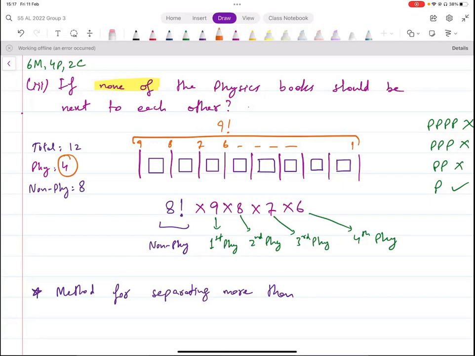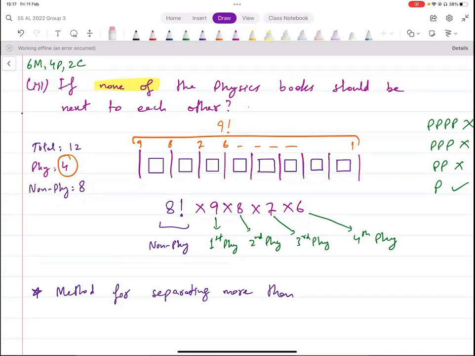अब यहाँ पे क्या हो रहा है? We have 4 objects and 9 places. तो first book को place करने के 9 options हैं, second के लिए 8 options हैं, third के लिए 7 options हैं, fourth के लिए 6 options हैं. But then we have run out of books. अब 4 ही books थी हमारे पास. अगर और books होती तो फिर we would do into 5 into 4 and we will keep going on. Right? यहाँ पे सिर्फ 4 books थी, तो we stop at this point. We say 9 into 8 into 7 into 6. ये 4 books को हमने place कर दिया.